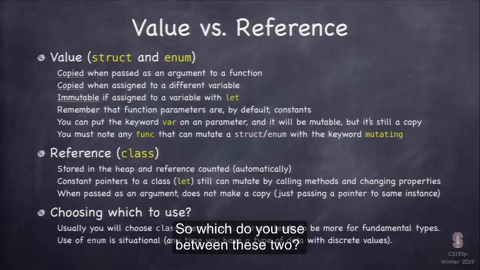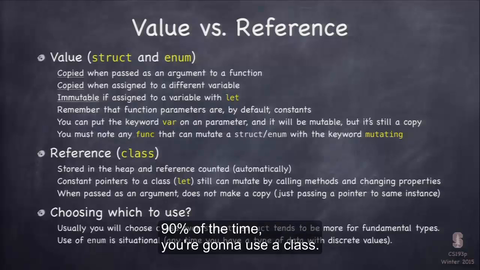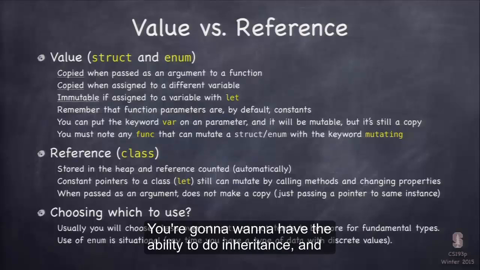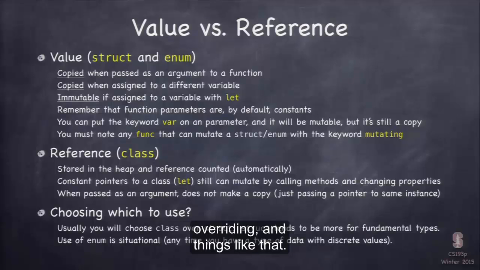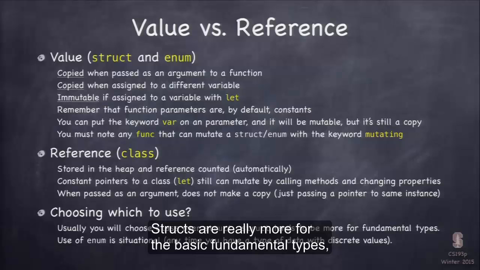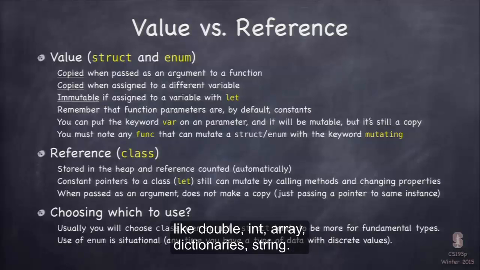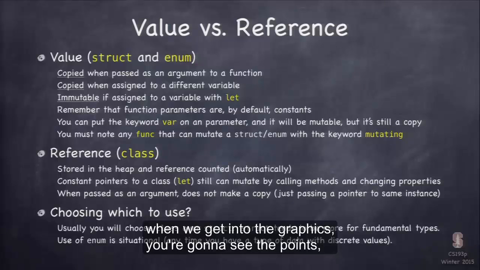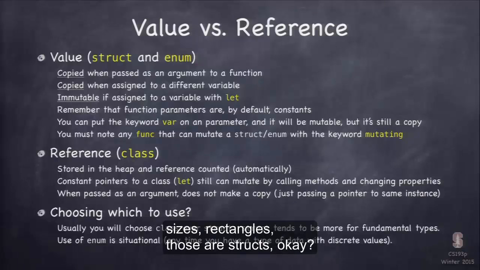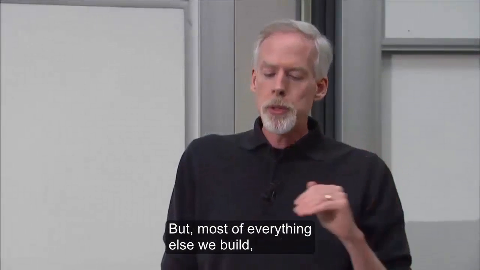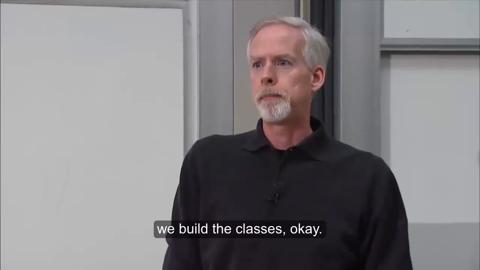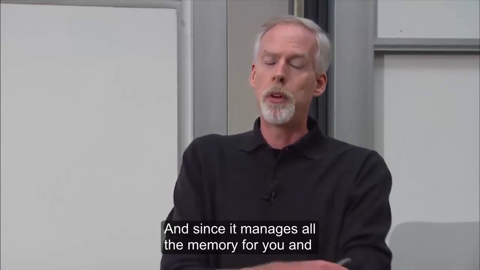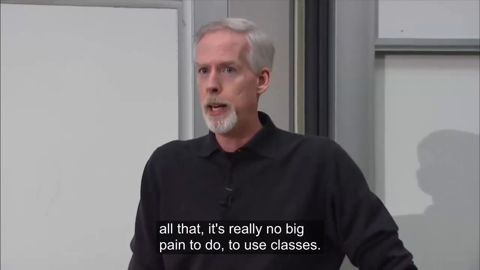So which do you use between these two? Well, 90% of the time you're going to use a class. This is an object-oriented programming language. You're going to want to have the ability to do inheritance and overriding and things like that. Structs are really more for the basic fundamental types like double, int, array, dictionary, string. These are all really fundamental things. And when we get into the graphics, you're going to see that points, sizes, rectangles, those are structs. But most of everything else we build with classes. And since it manages all the memory for you, it's really no big pain to use classes.